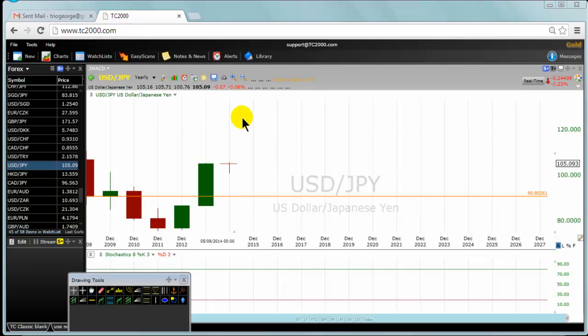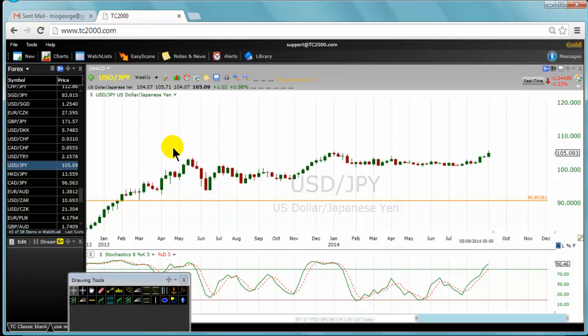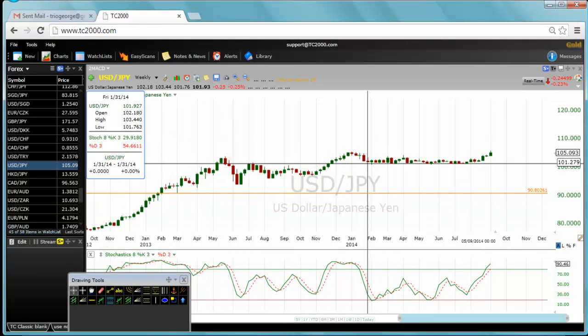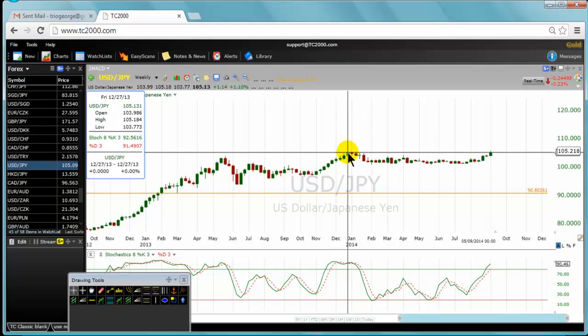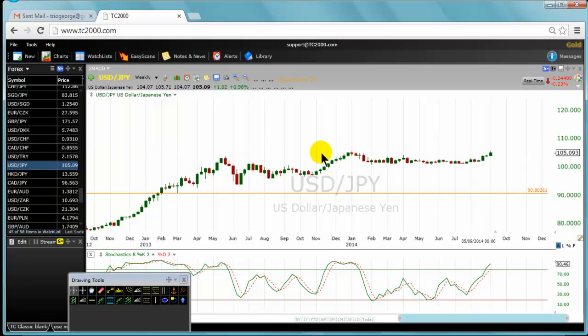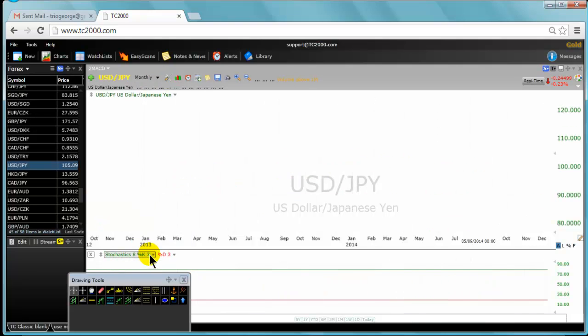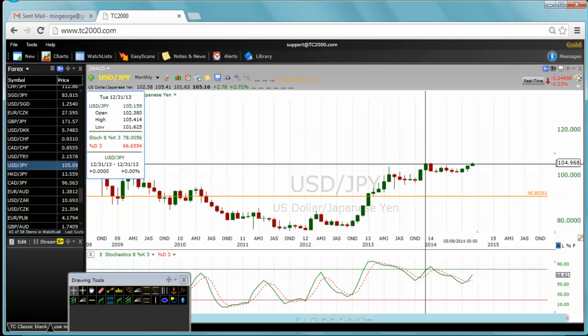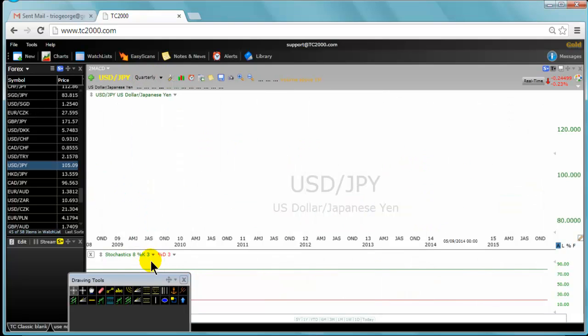So, for instance, let's go to the weekly chart, and we can draw line, support, we can draw resistance. As you can see here, the dollar yen is at a resistance zone right now. Here we are on the weekly chart, but do not stop on the weekly chart alone. Go to the monthly chart to see where are the key levels. Go to the quarterly chart, know where are the key levels.